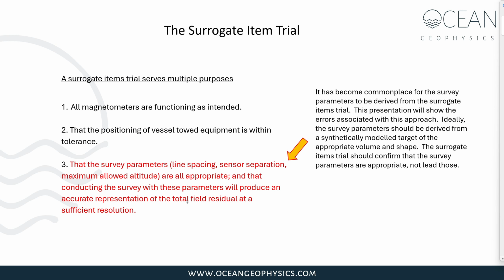So this is the sticking point. It's a problem that we regularly see. It has become commonplace for the survey parameters to be derived from the surrogate items trial. This presentation will show the errors associated with this approach. Ideally, the survey parameters should be derived from a synthetically modeled target of the appropriate volume and shape. The surrogate items trials should confirm that the survey parameters are appropriate, not lead those.